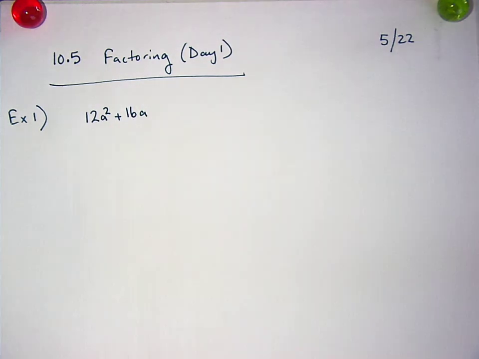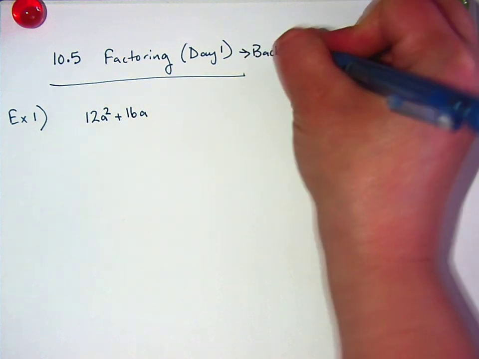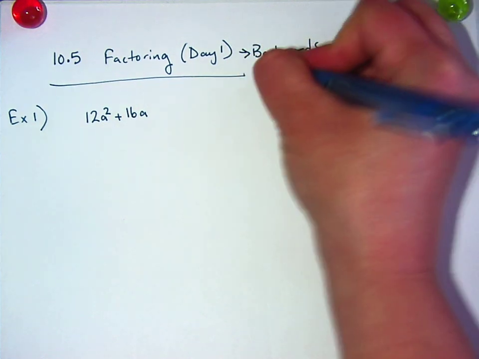Okay. So here's the deal. You know how we've been multiplying things out using boxes and FOIL and all that stuff? Factoring is pulling it apart and breaking it down into parentheses from what it originally was. There's an easy way to factor, and that's the one we're doing today, which is just figuring out what's in common between the two, and it's like backwards distribution. So you can think of today as backwards distribution.